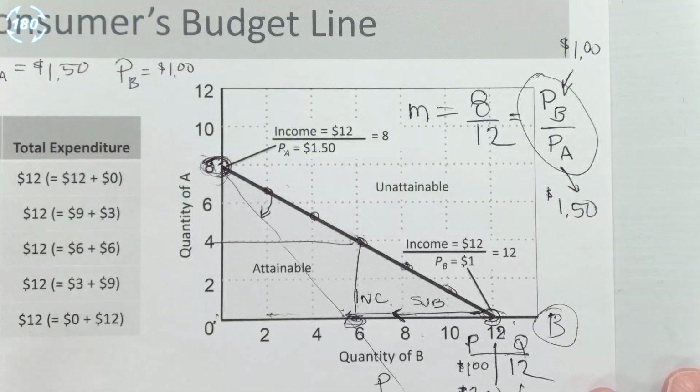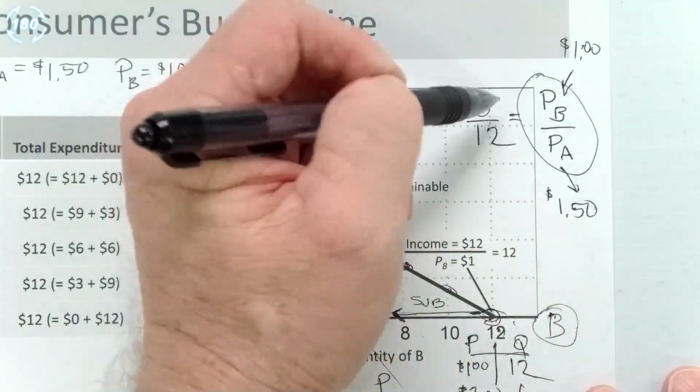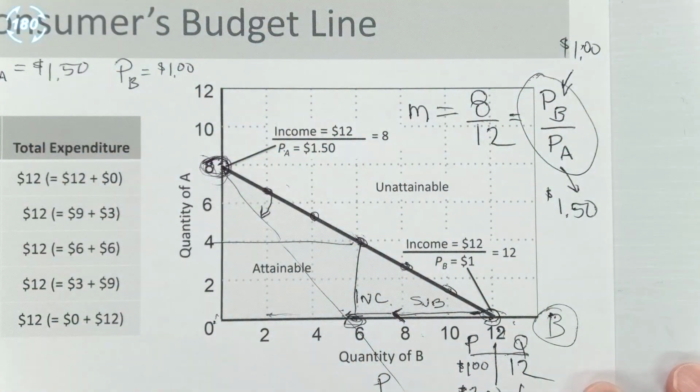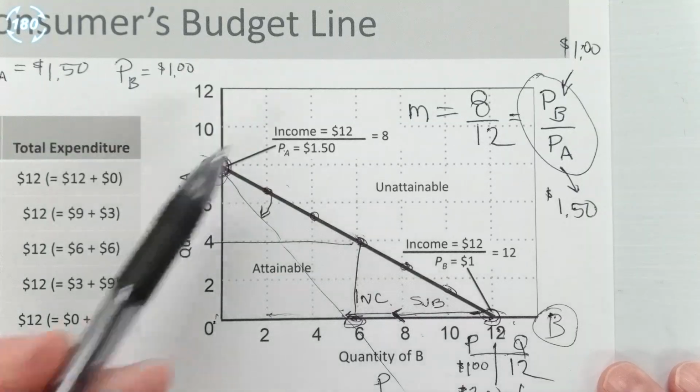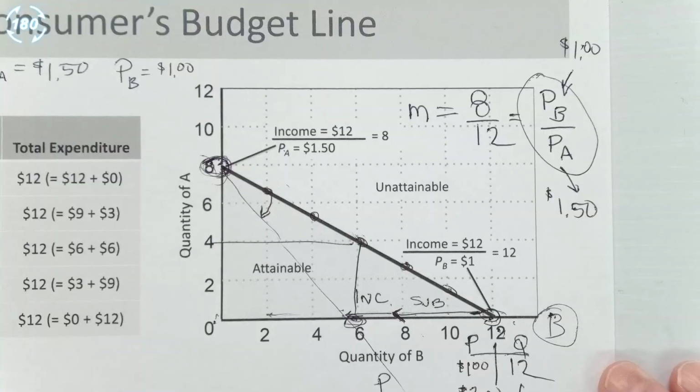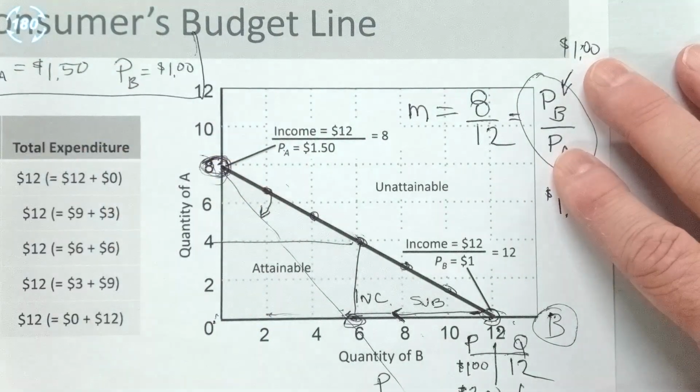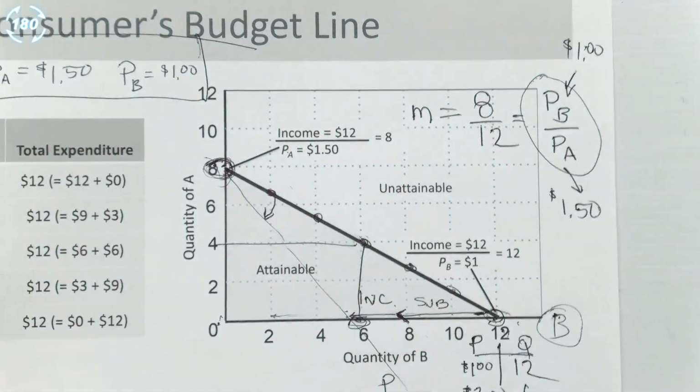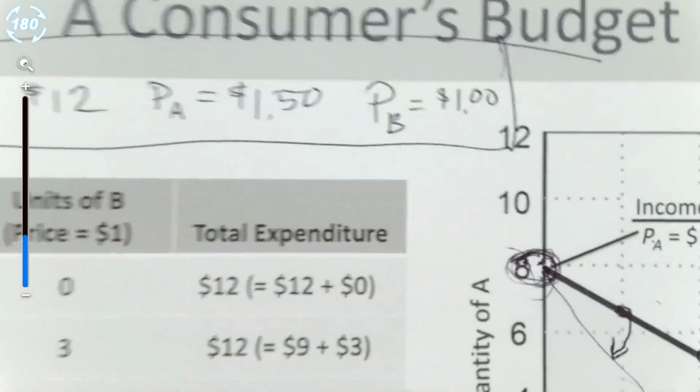So, if you divide 1 by 1.5, that's 2/3. Same thing as 8 over 12. So, say you have an exam question, something like, what's the slope of the budget line? This is all I have to give you. In fact, I don't have to give you all of that. All I have to do is give you these two things right here.